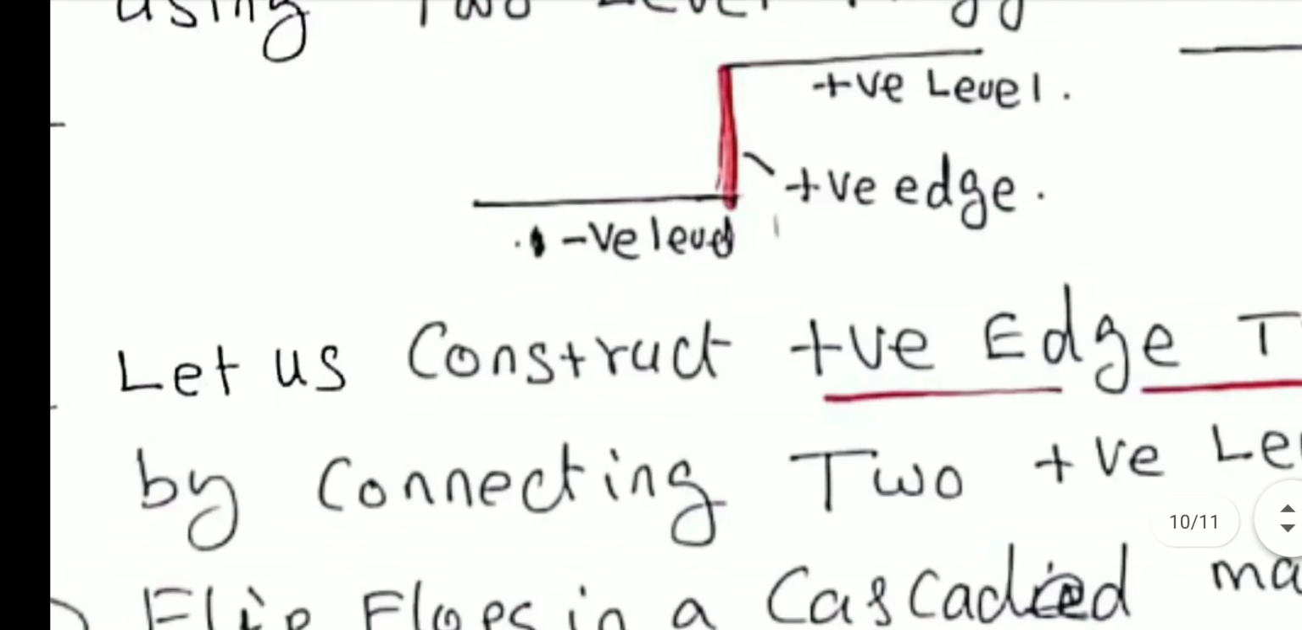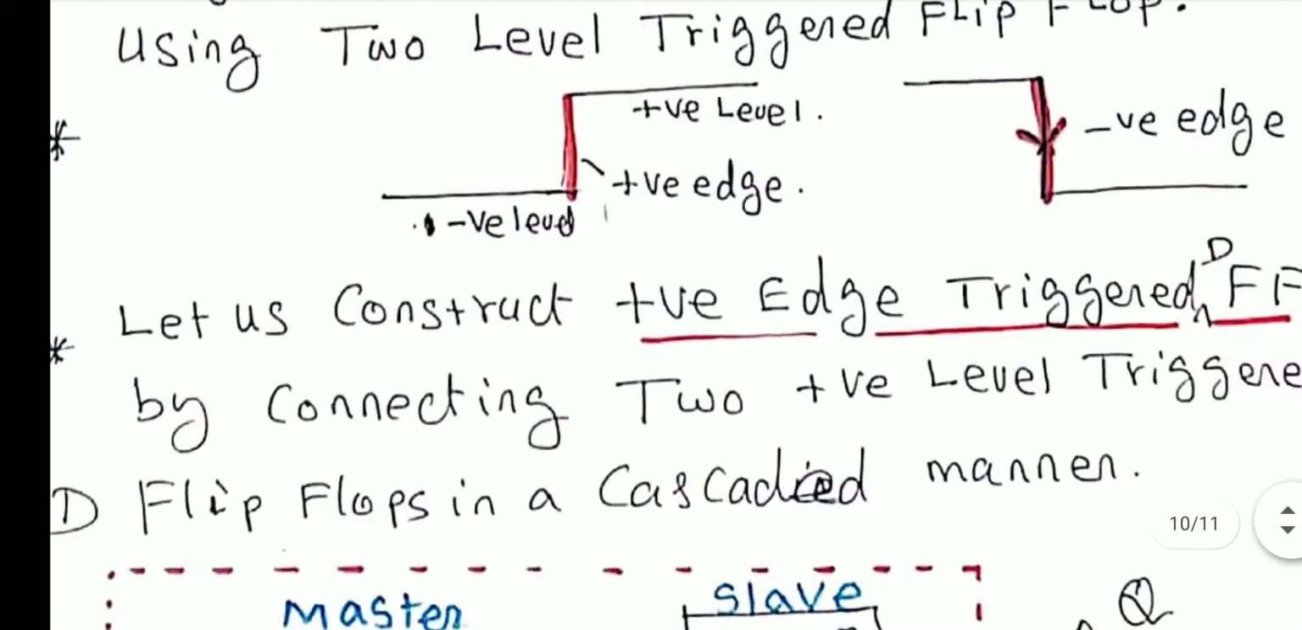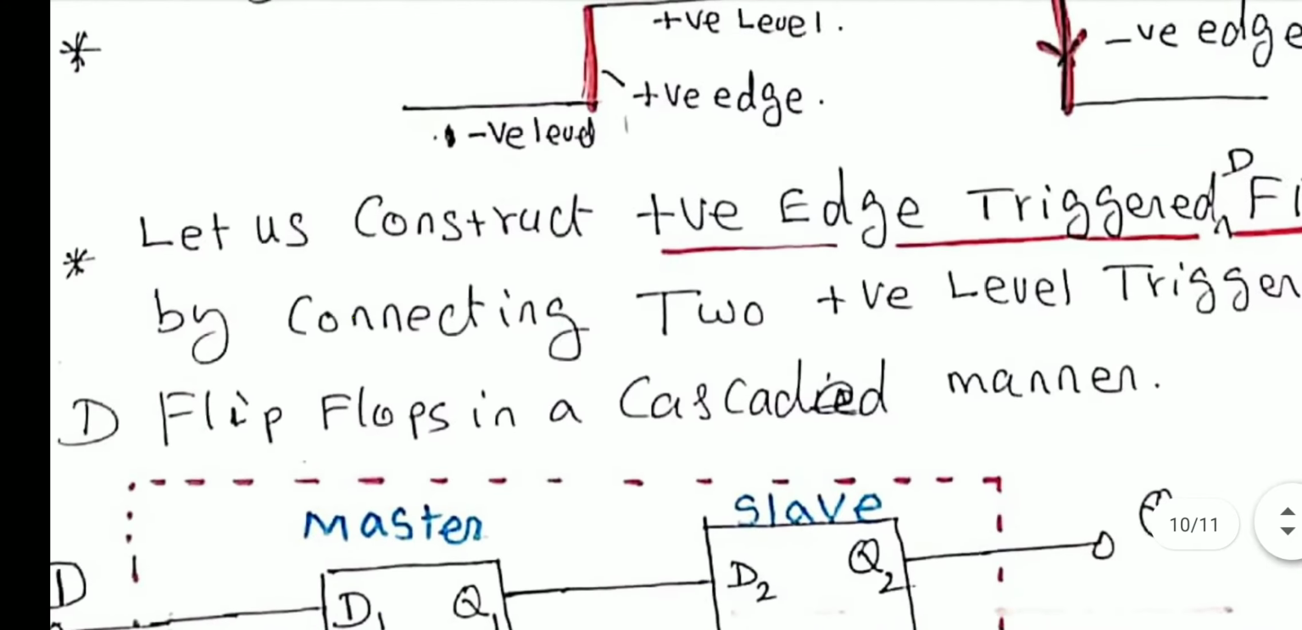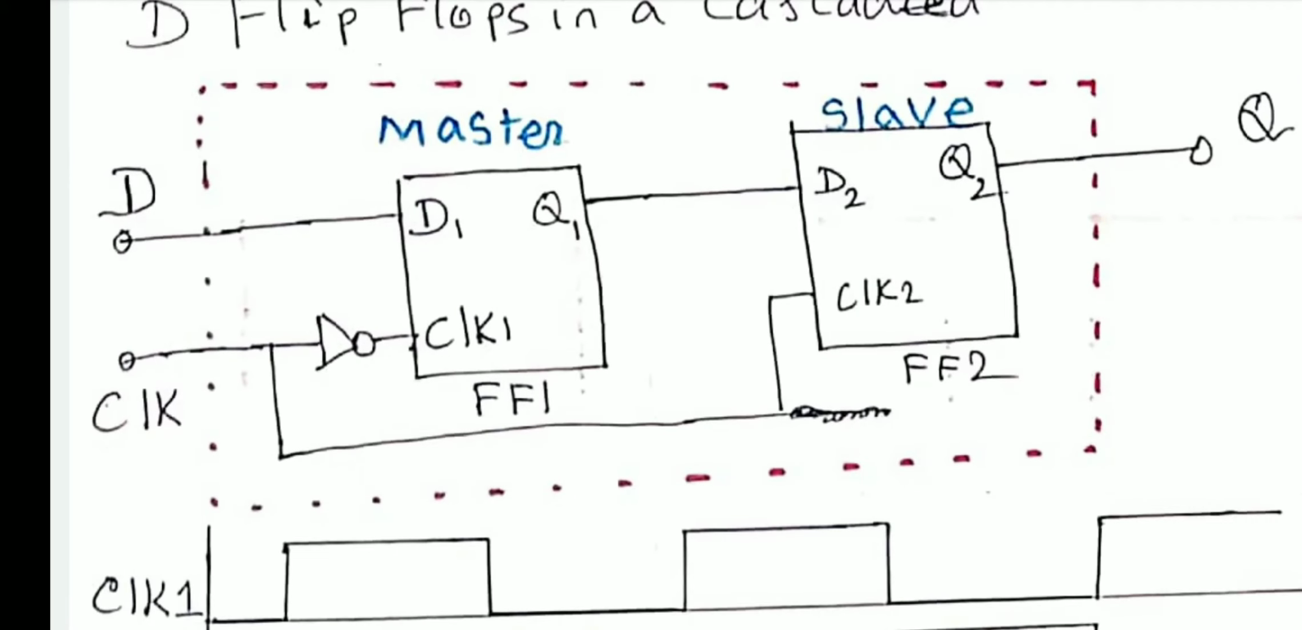Now let us discuss how to construct the circuit in detail. Let us construct the positive edge triggered D flip-flop by connecting two positive level triggered D flip-flops in cascaded manner like this. Look at this figure, you will get the idea. So there are two blocks of D flip-flops shown here, flip-flop 1 and flip-flop 2. Let the input of flip-flop 1 be D1, output Q1, and input of flip-flop 2 be D2 and output Q2. Now how to connect these two flip-flops? Simply a cascading connection. That is, output of flip-flop 1, that is Q1, is connected to the input of flip-flop 2, that is D2.